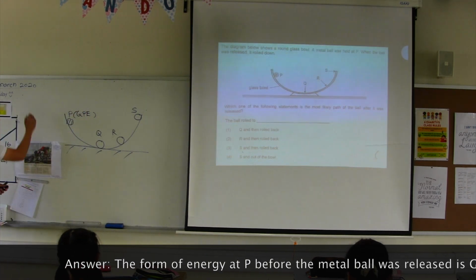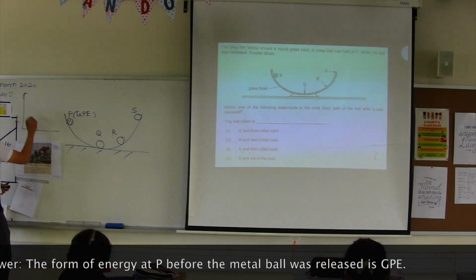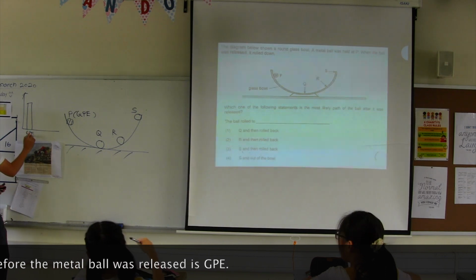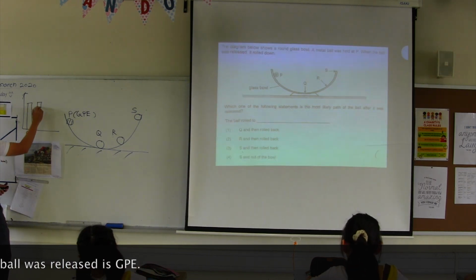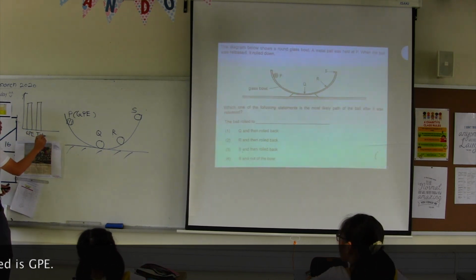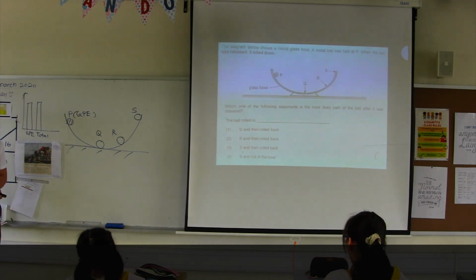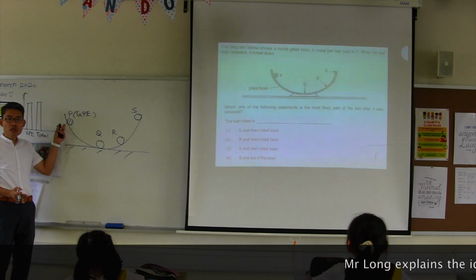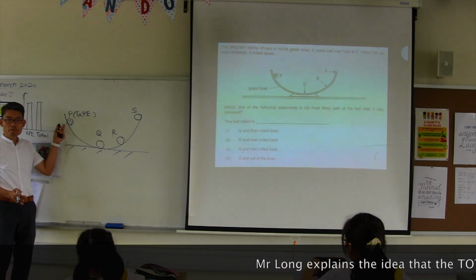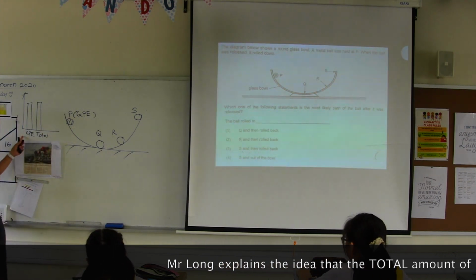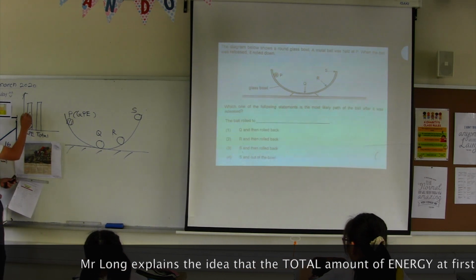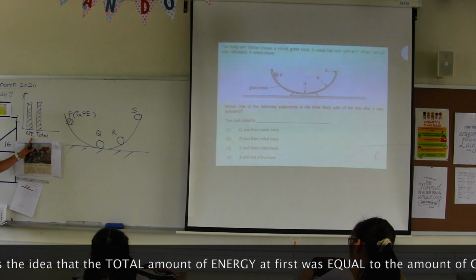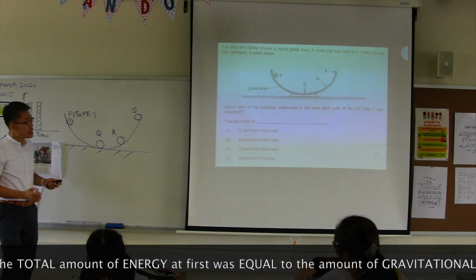So if there's a graph, I will see GPE here, and I also see total. But at first, before it was moving, there was no KE. There was no sound, it wasn't moving. There was no heat energy. Nothing, only GPE at first. So the GPE is equal to total at first. It's fine, okay? Then, the ball was released.